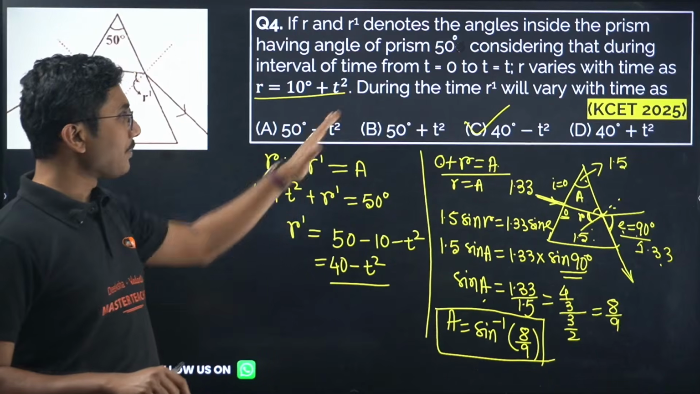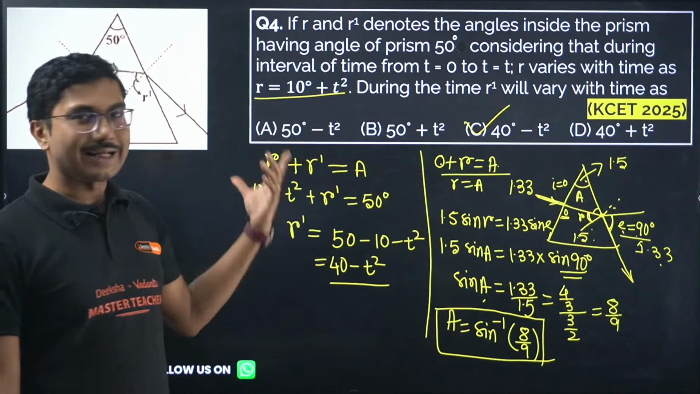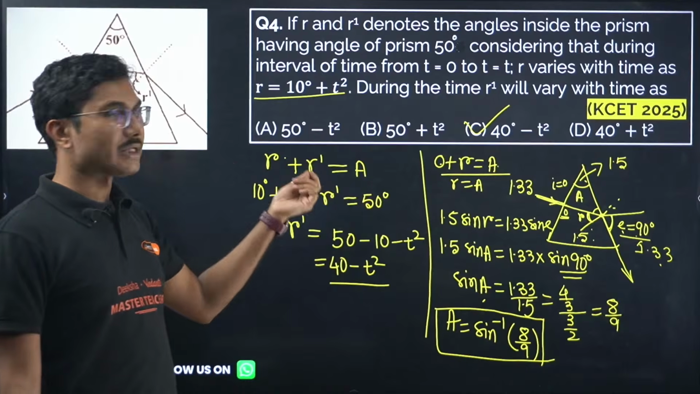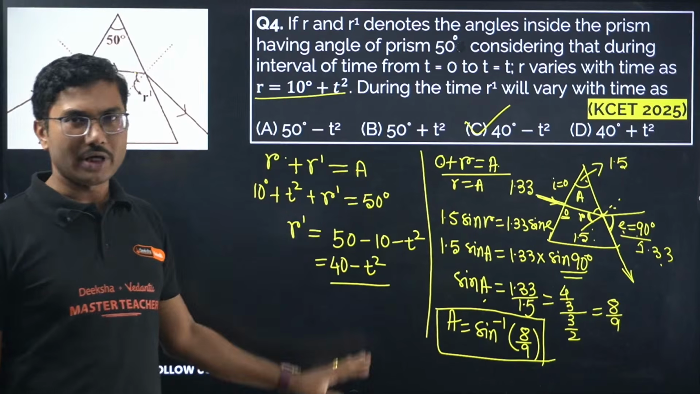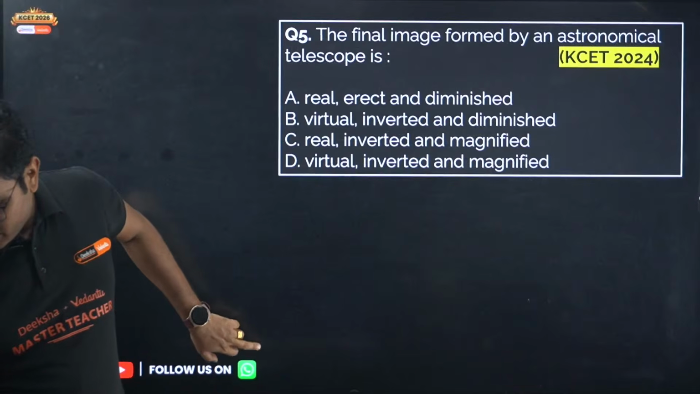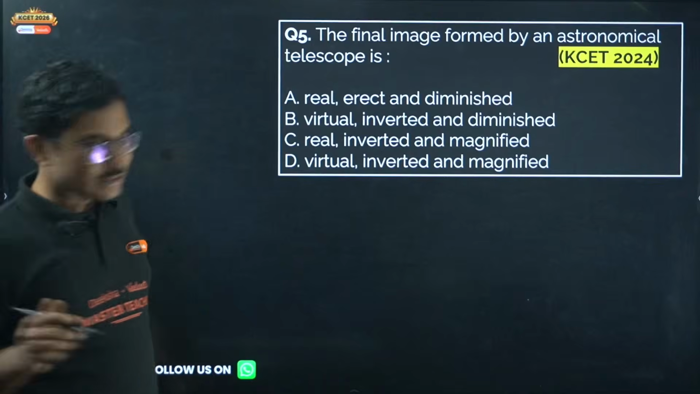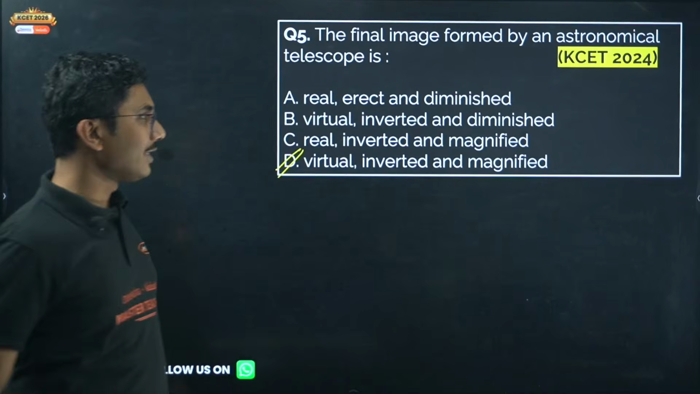And this is a separate problem. This is the problem that we have solved over here. Here you don't need to do any sine cos. It is directly r plus r1 equals A. From this formula you can solve it. Clear? So what is the answer? 5D. Yes, Bunny, correct. Virtual, inverted and magnified.